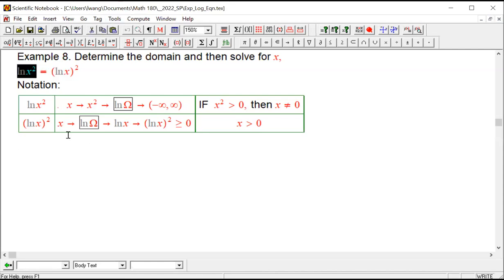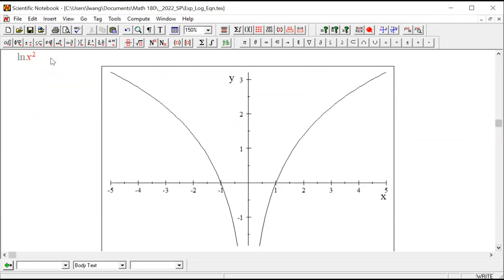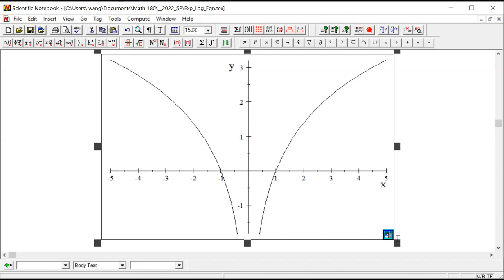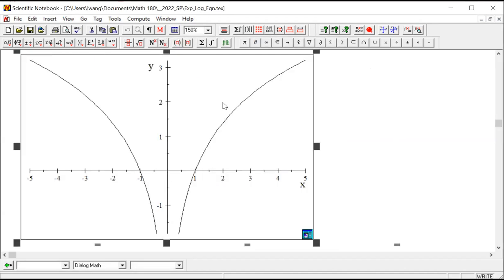If we treat this one as a function, and we treat the other one as another function, these two functions are actually entirely different. So let's look at how they look. Okay, so I'm going to graph f. This is my f.